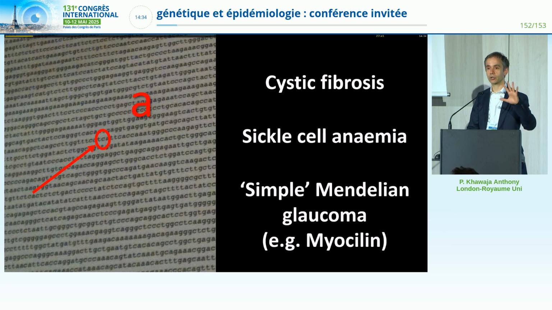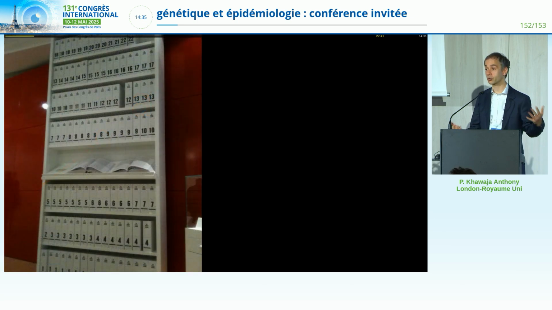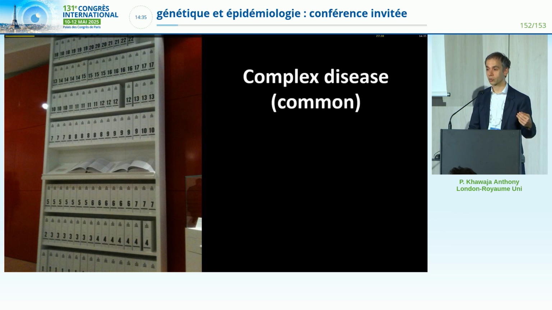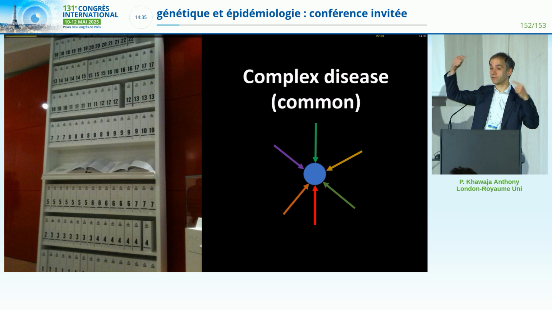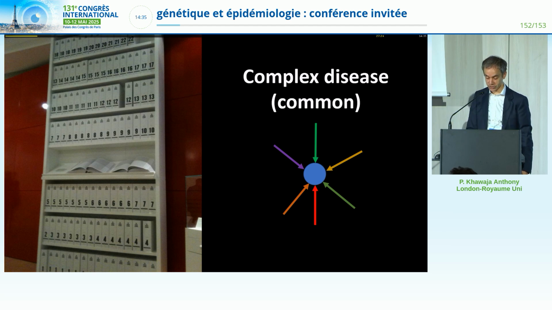In this talk, I'm not going to go into that type of glaucoma. We don't have time. I'm going to focus on the more common type of glaucoma, which is complex. And in a complex disease, each individual risk factor on its own doesn't cause the disease, but when you have enough of them, cumulatively, a threshold is reached and it causes disease.